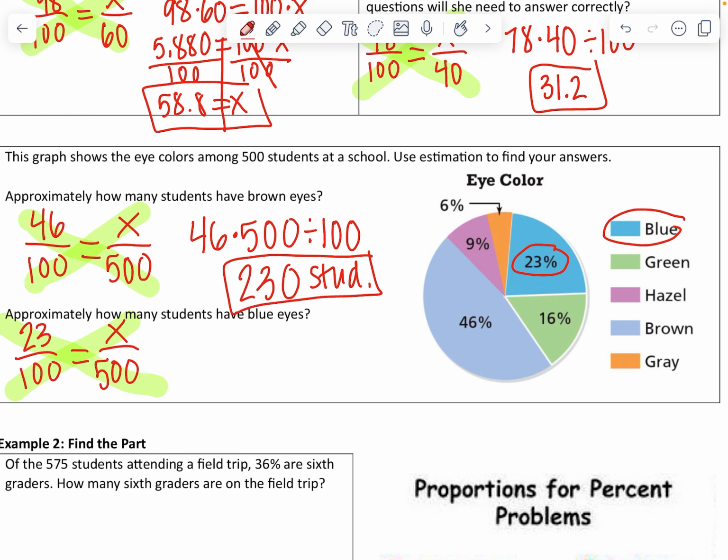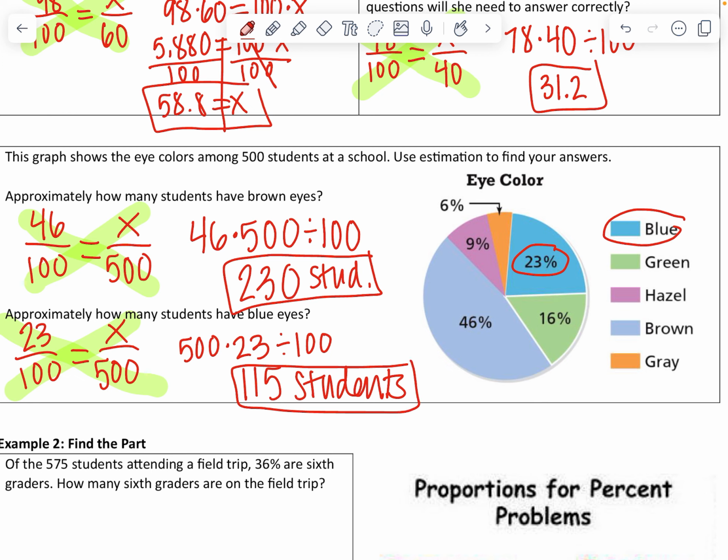Okay, I'm going to do my butterfly method. And I'm going to multiply 500 times 23. And then divide it by 100. Just like that. Okay. Put that in your calculator. 500 times 23. And you get 11,500. And then you divide it by 100. And you get 115 students as your answer.